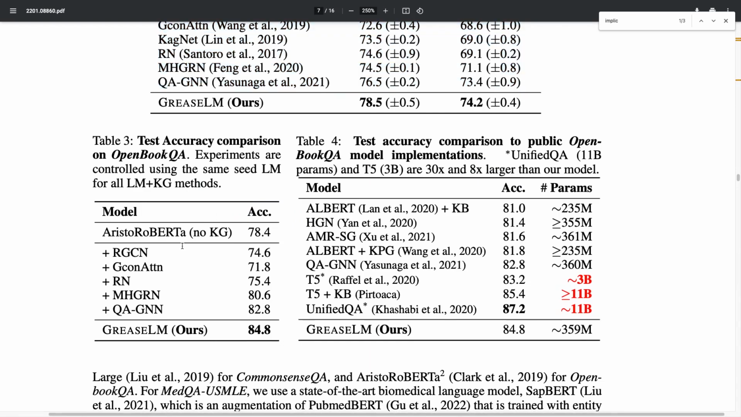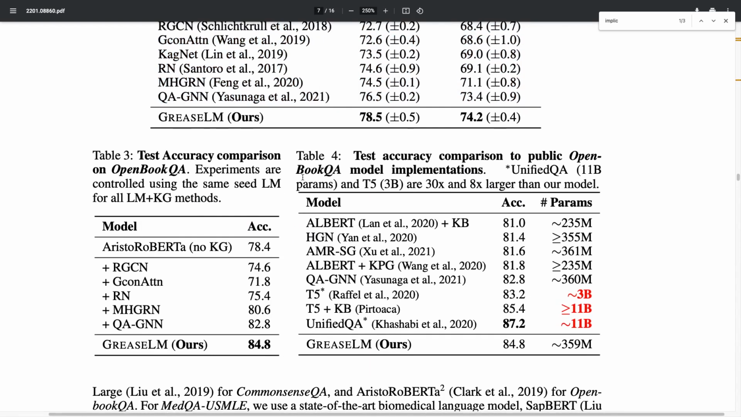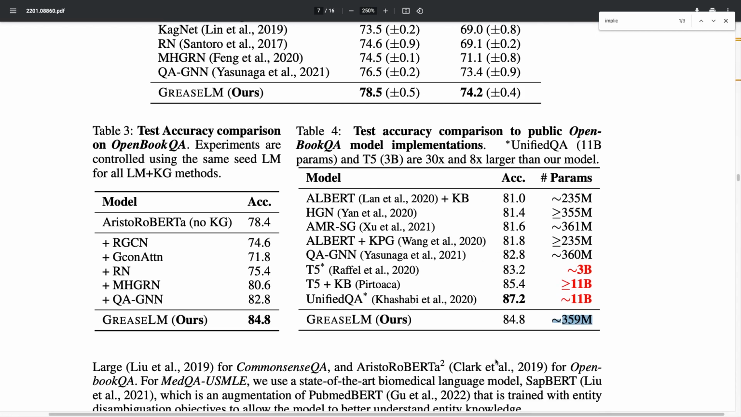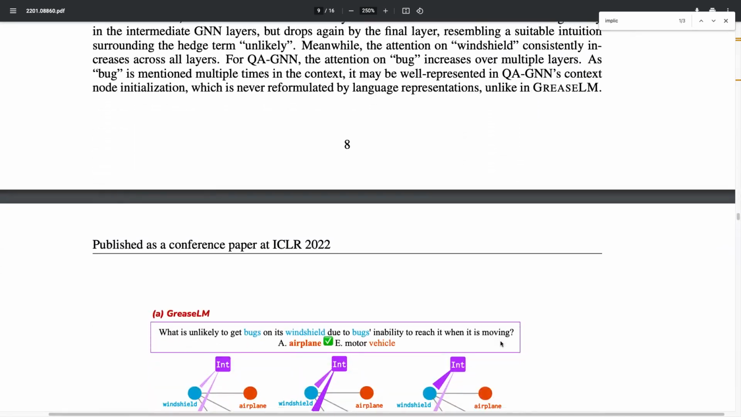And this is also confirmed on some of the other datasets, and in particular, GreaseLM is able to be very competitive with fewer parameters against very large language models. So basically with GreaseLM, you can get away with fewer parameters to have the same performance as much, much larger language models, which might be able to remember more things due to a large number of parameters. Hopefully that gives you a quick overview of GreaseLM.